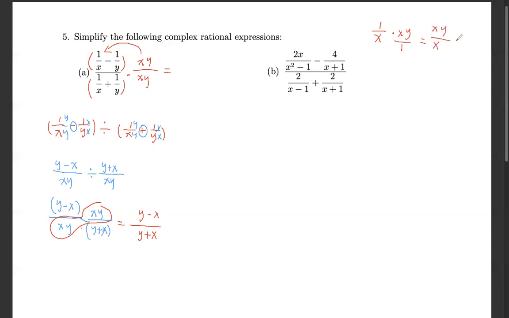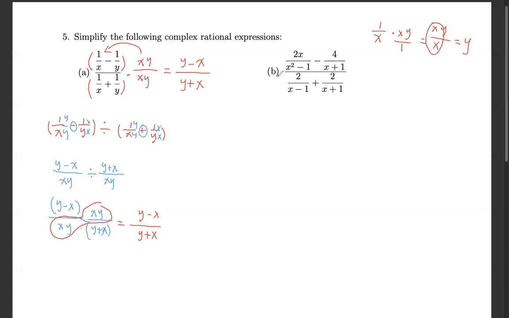x times 1 is just that. So we have x over x, that becomes 1. So we're left with y. So 1 over x times xy, that's just y. Similarly, 1 over y times xy, that's just x. So similarly, 1 over x times xy, that's just y. 1 over y times xy, that's just x. So the other way, we'll get y minus x over y plus x.